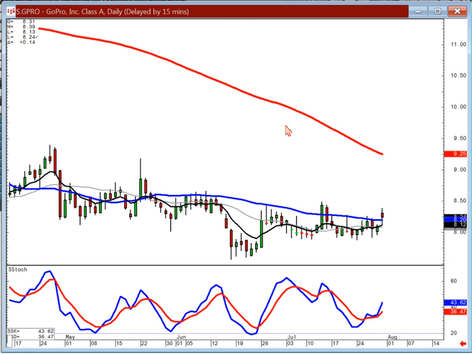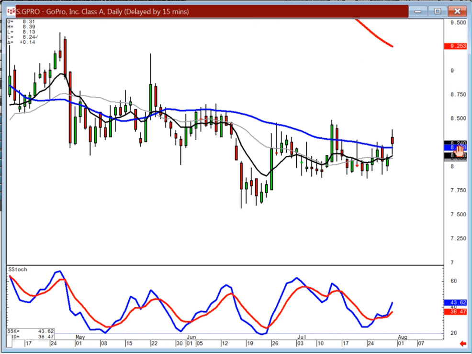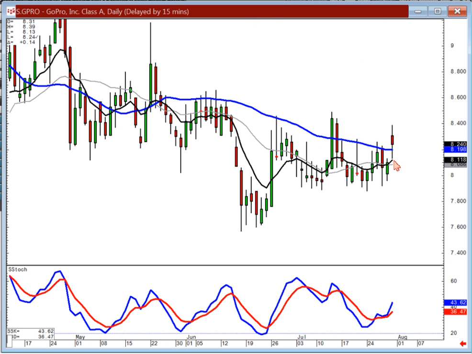GoPro. Not a great chart either. Oops, that's a dark candle. I would be more apt to buy it if it came back up through today's high, which tells me they're breaking this little trend channel. But right now, there's nothing real wildly exciting about that stock.